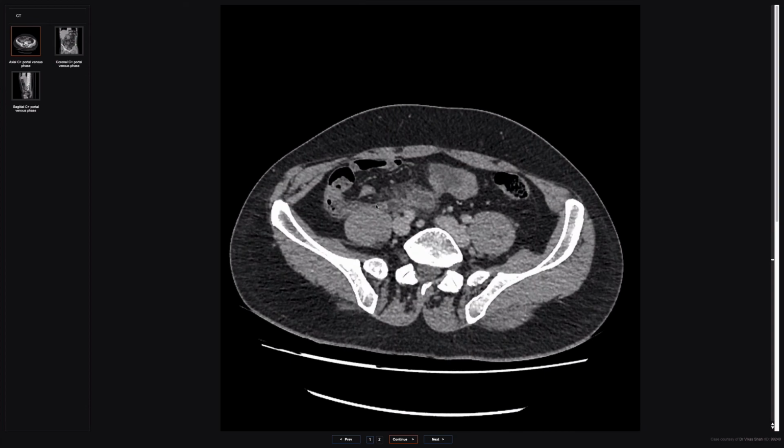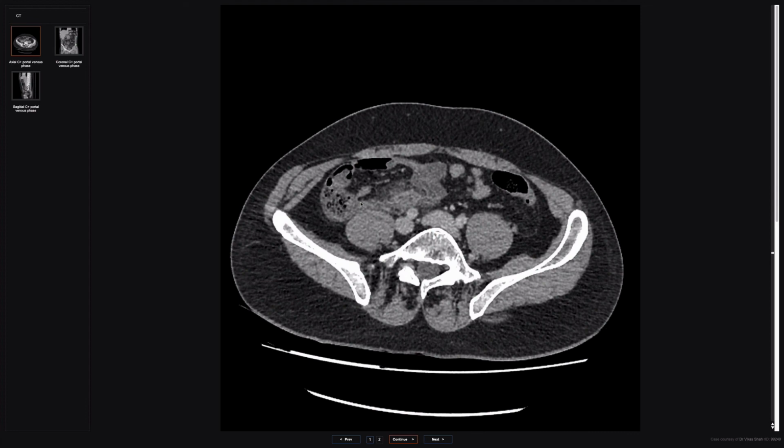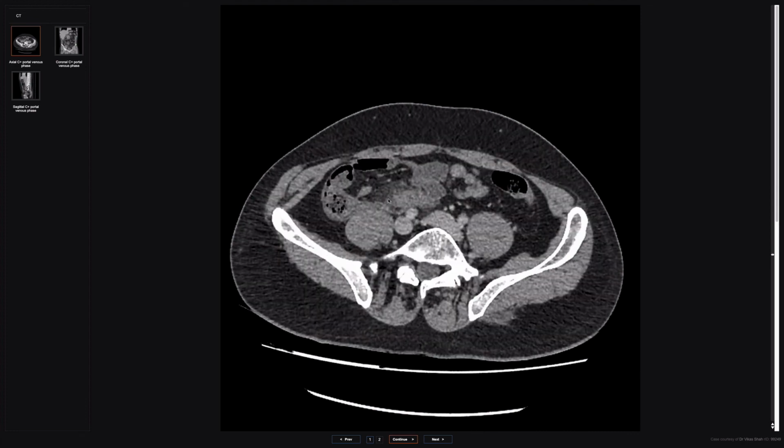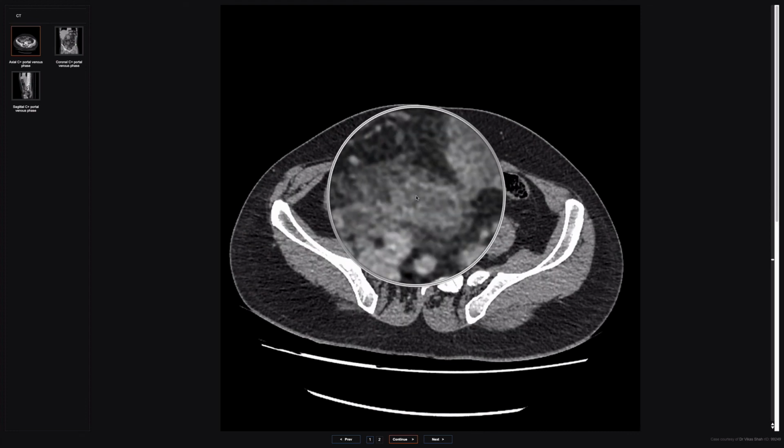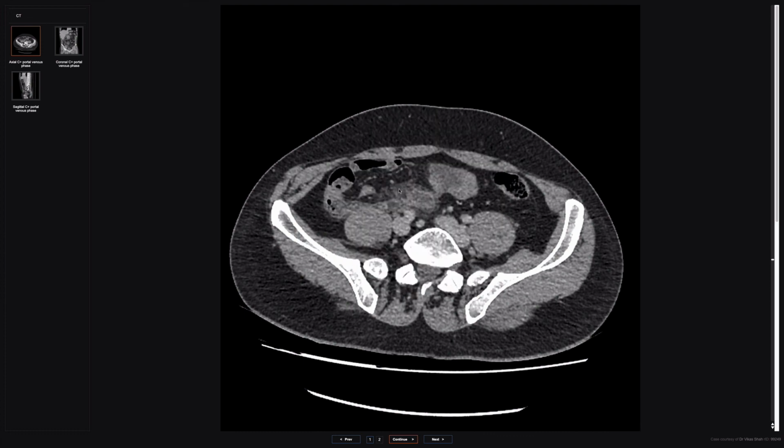So right iliac fossa coming off the cecum. We've got the appendix, which runs here medially. It's very thick-walled and distended, and there's lots of inflammation around it. Okay, so a nice simple example of uncomplicated acute appendicitis.